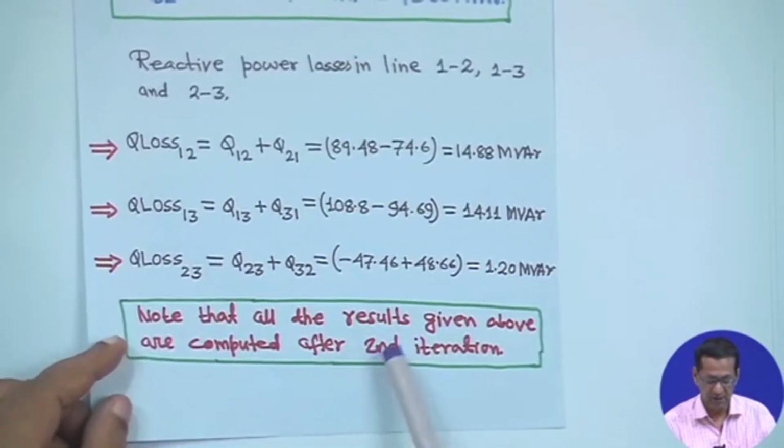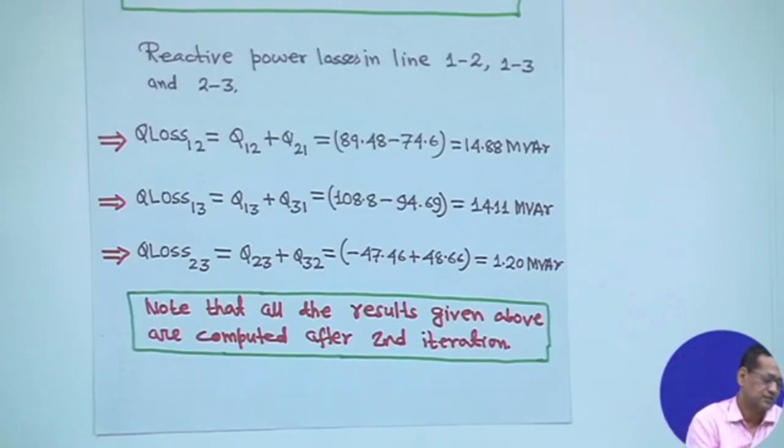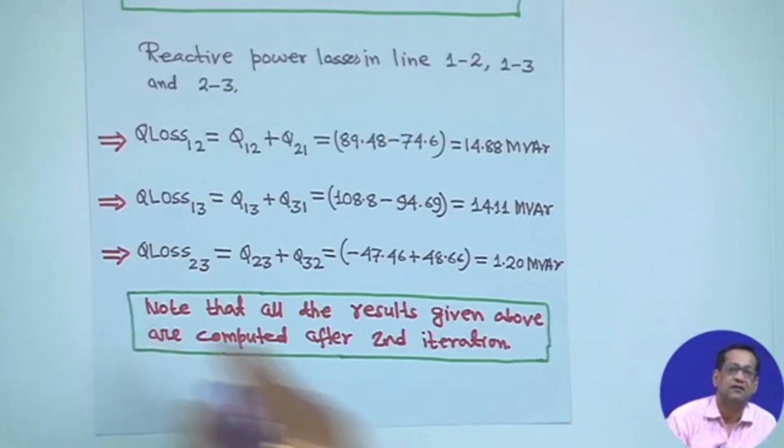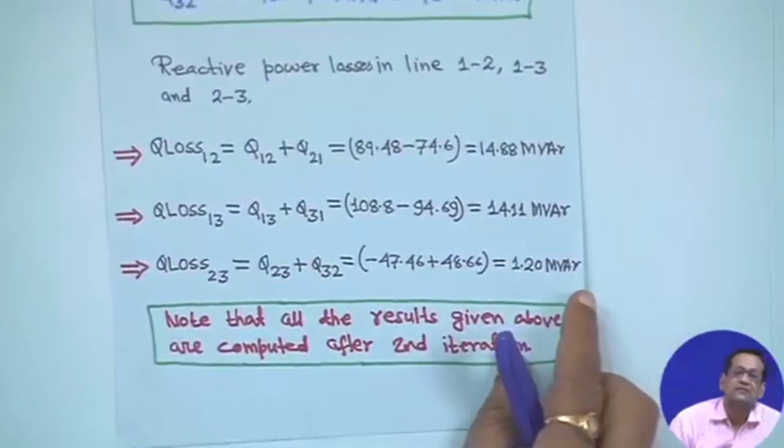Note that all the results given above are computed after the second iteration only. It is not a converged result. For convergence, you have to make more iterations and test the convergence, with whatever convergence procedure I have said. This is the example we considered for when all buses are PQ type buses. Next, we will take an example that will consider a PV bus also, and you can see how we can accommodate a PV bus in the Gauss-Seidel method.